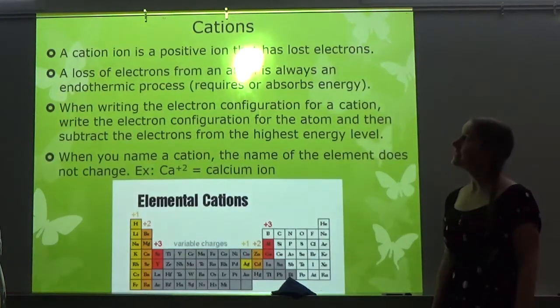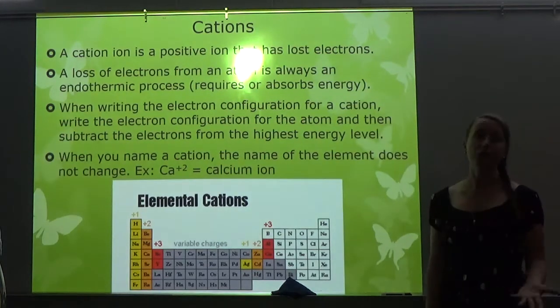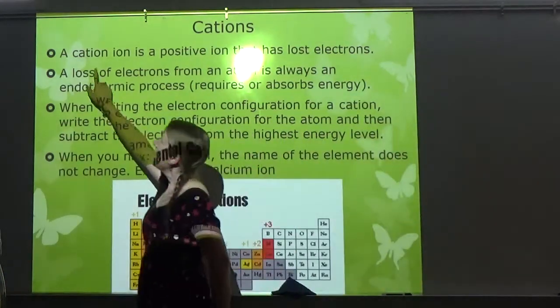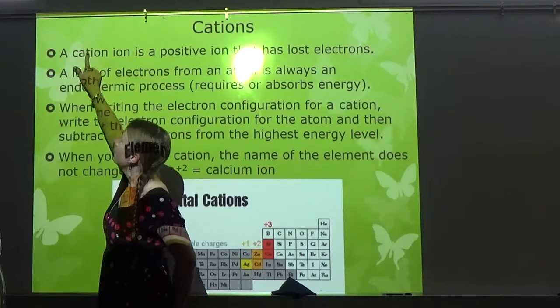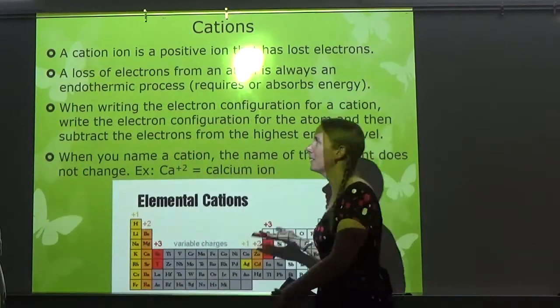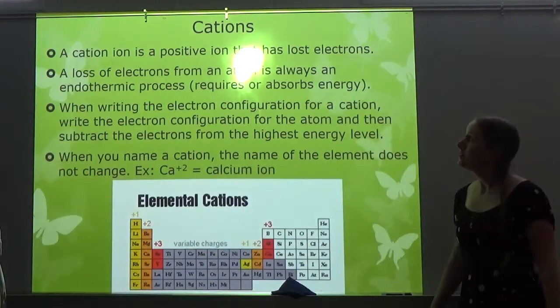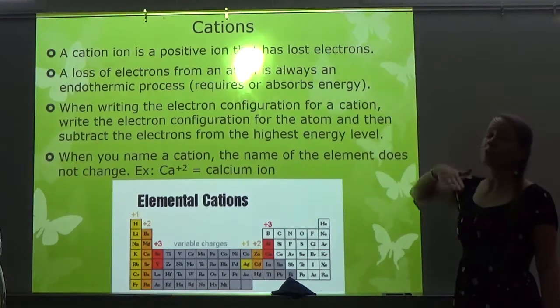So a cation is a positive ion that has lost electrons. I like to think of the t as a plus sign. Of course, I picked the font where it has the little tail on it, but you know, a t looks like a plus sign. And so it becomes positive by losing electrons.